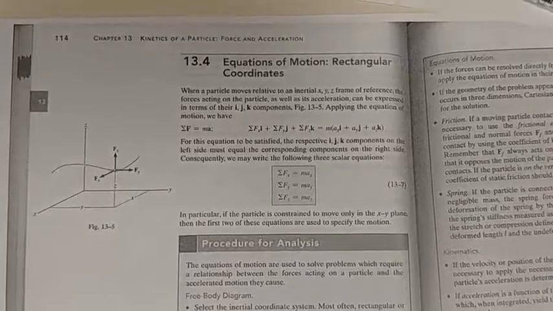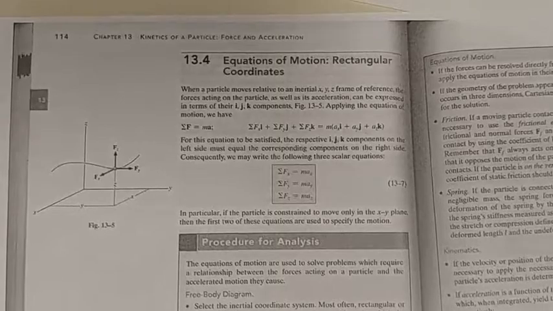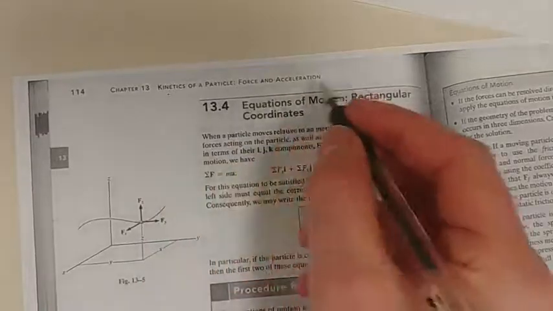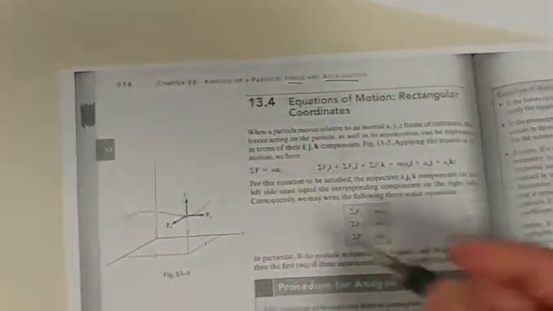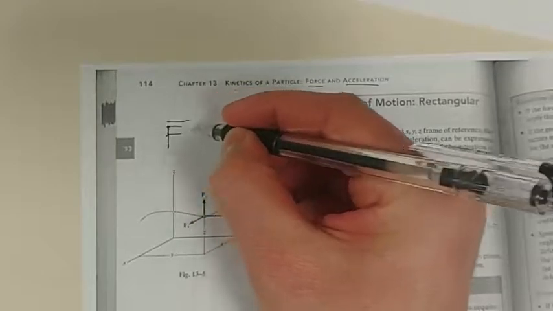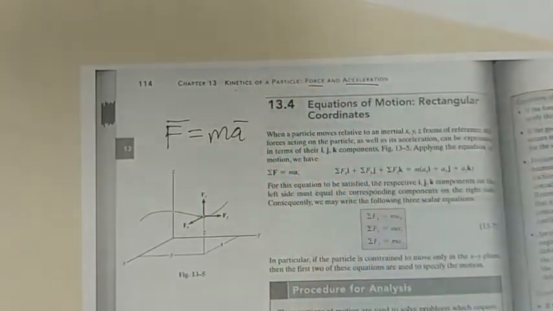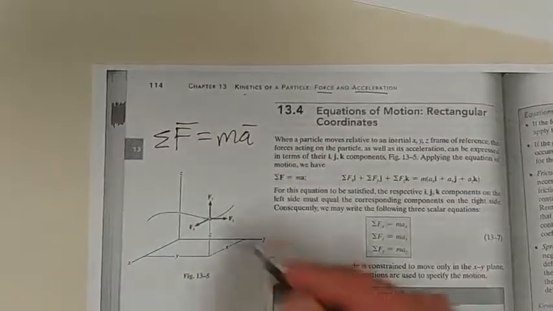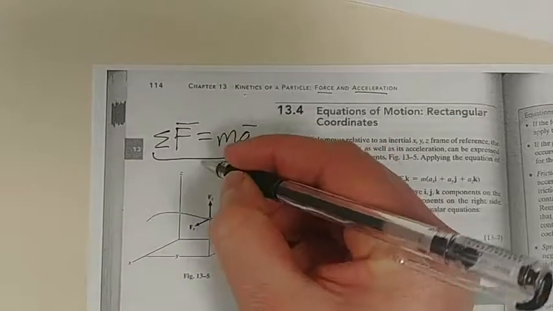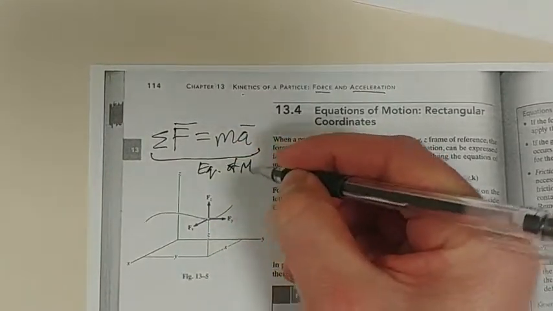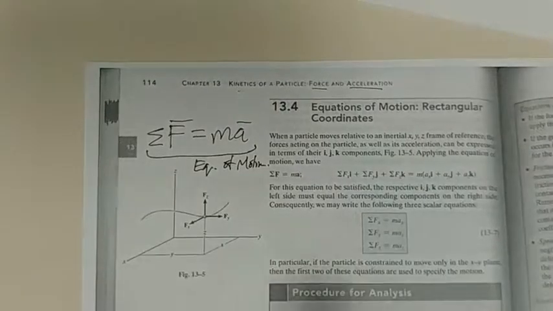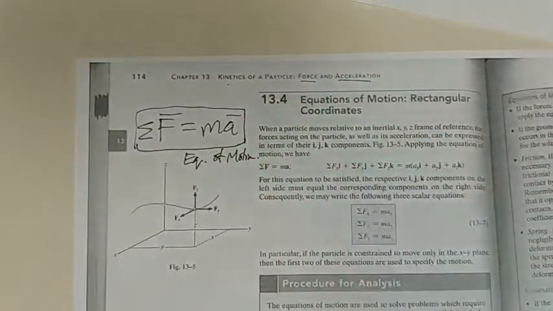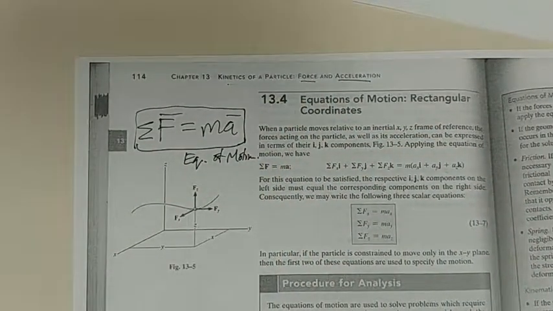Okay, let's carry on with 13.4. Basically what we've been saying is that kinetics of a particle, force and acceleration, is really based on Newton's second law, F equals ma, and we also saw that sum of the forces equals ma. This is again Newton's second law, but it's the equation of motion. So if I wake you up in the middle of the night and I say, what is the equation of motion? Then you should be able to say sum of the forces is equal to mass times acceleration.